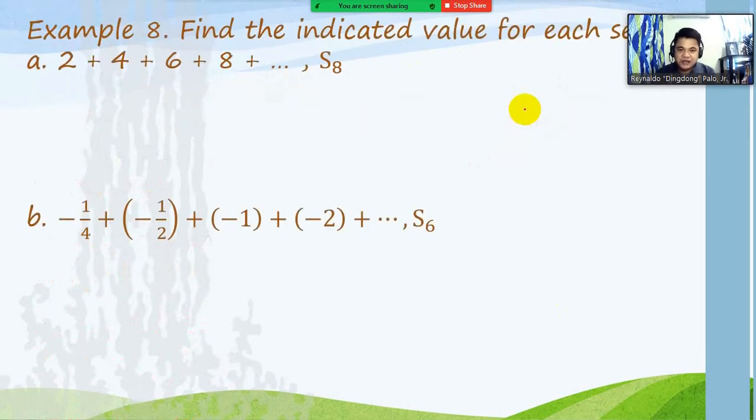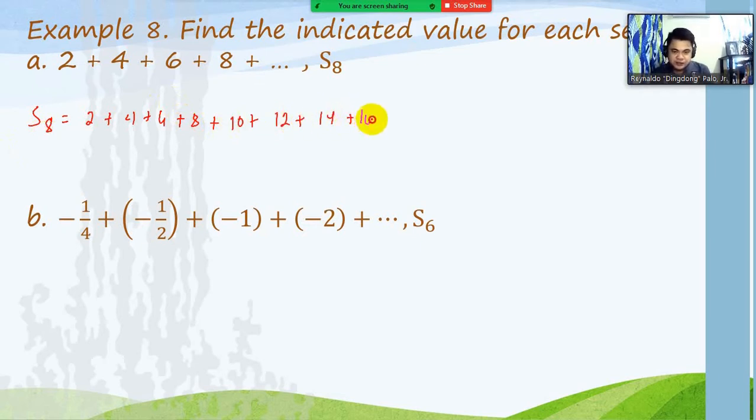Example 8. Find the indicated value for each series. So 2 plus 4 plus 6 plus 8 plus and so on and so forth, S sub 8. So we are solving for S sub 8 here. So teacher, how are we going to solve for S sub 8? Of course, you have to add everything: 2 plus 4 plus 6 plus 8. But the only problem here, we only have 4 terms and we have to add 8 terms. So get the pattern. The pattern here is adding 2 or skip counting by 2. So we need 4 more terms: 10, 12, 14, then we have 16.